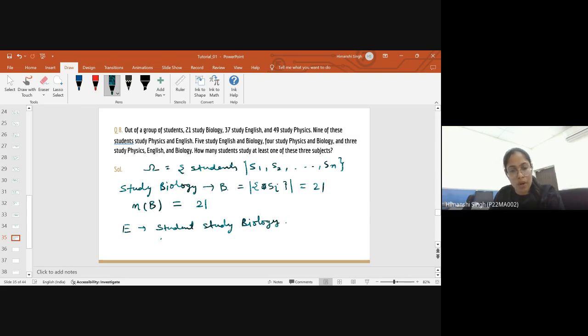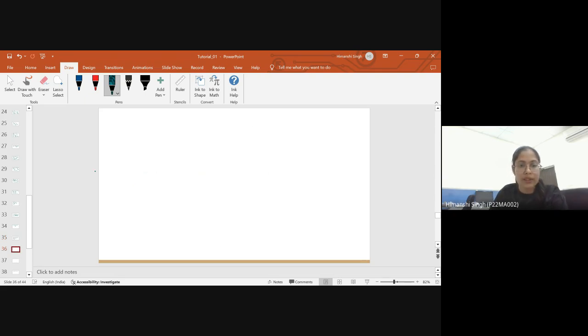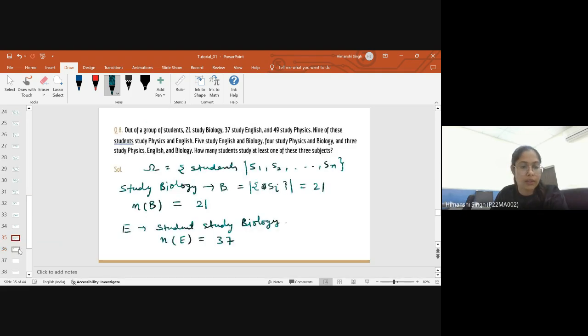So the number of elements in E are how many students study biology? 37. Now, apart from this, 49 students study physics. So, let P be an event: the student studies physics. So, the number of elements in P is how many? 49.